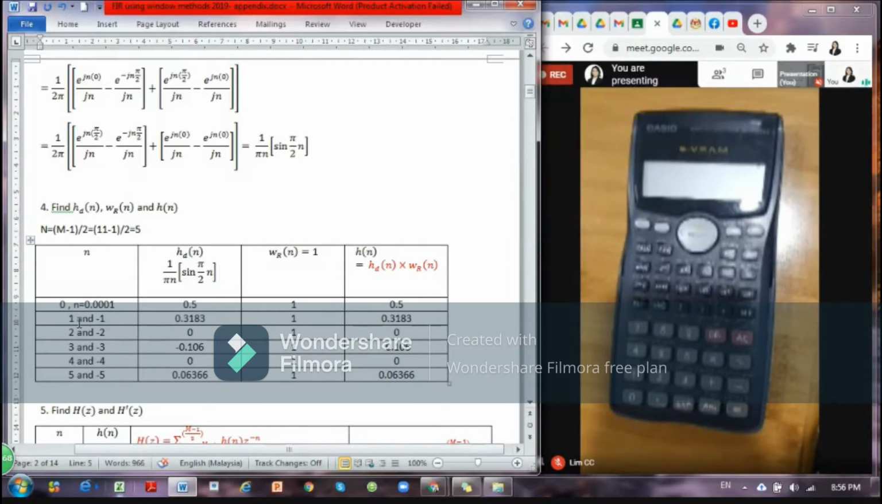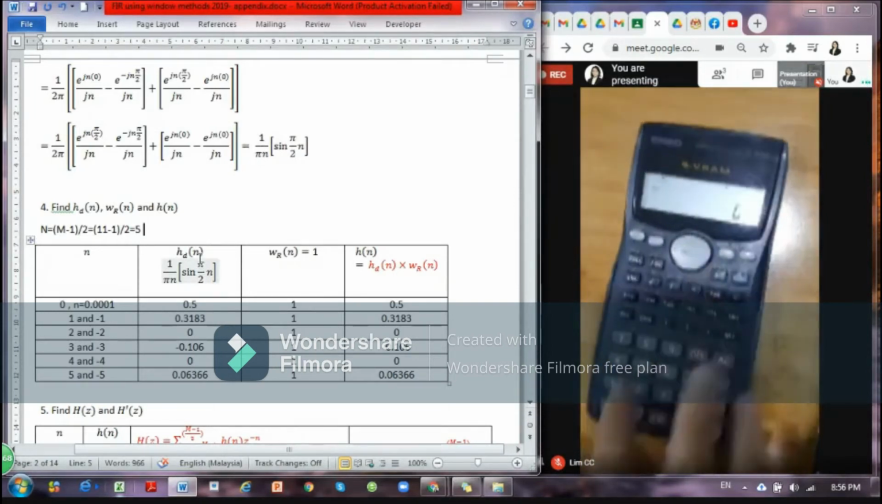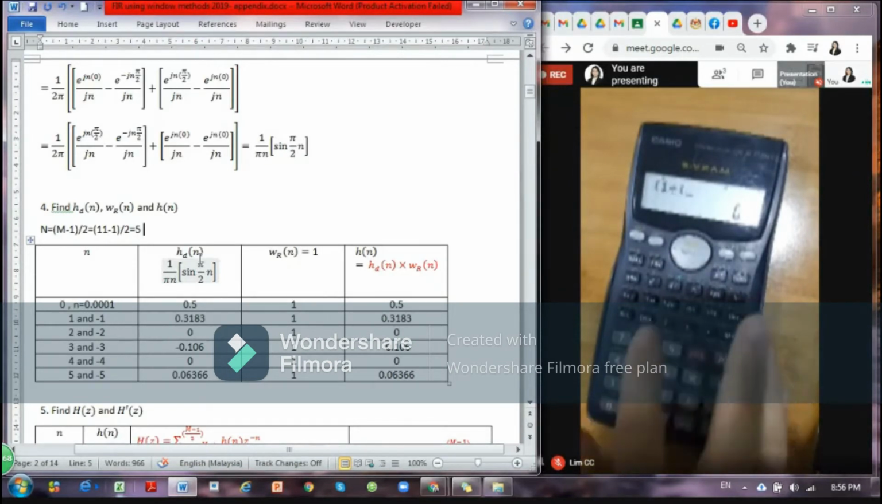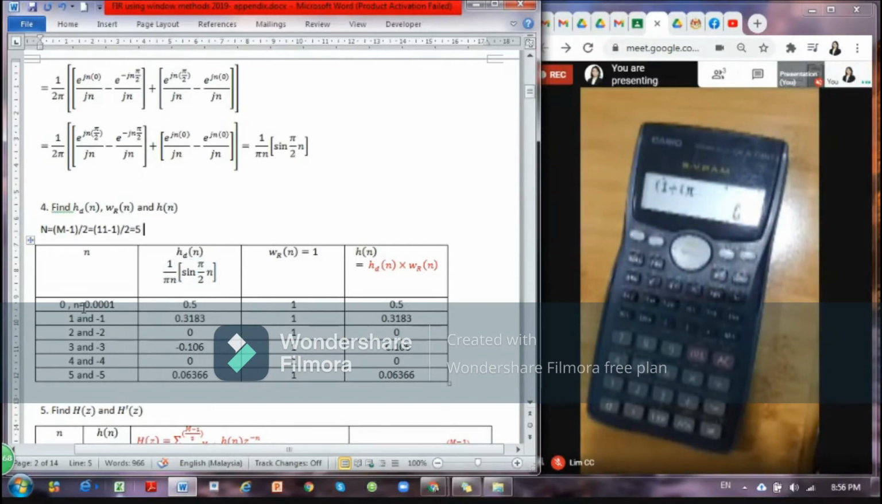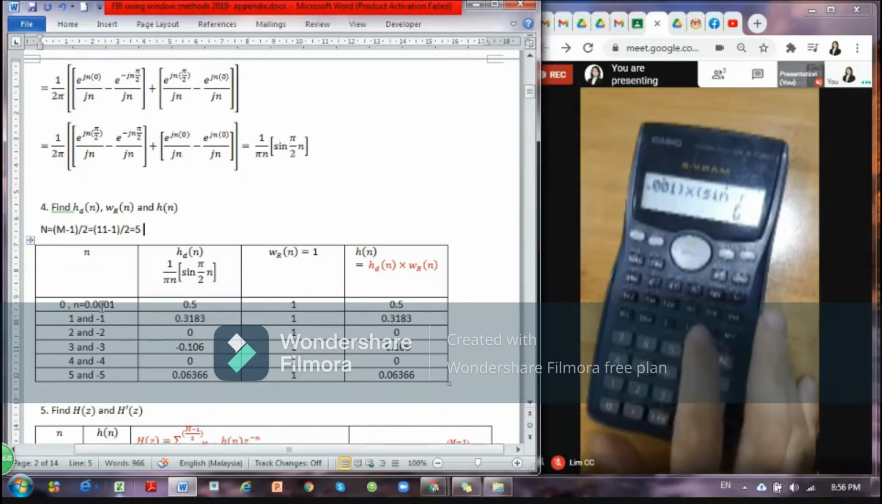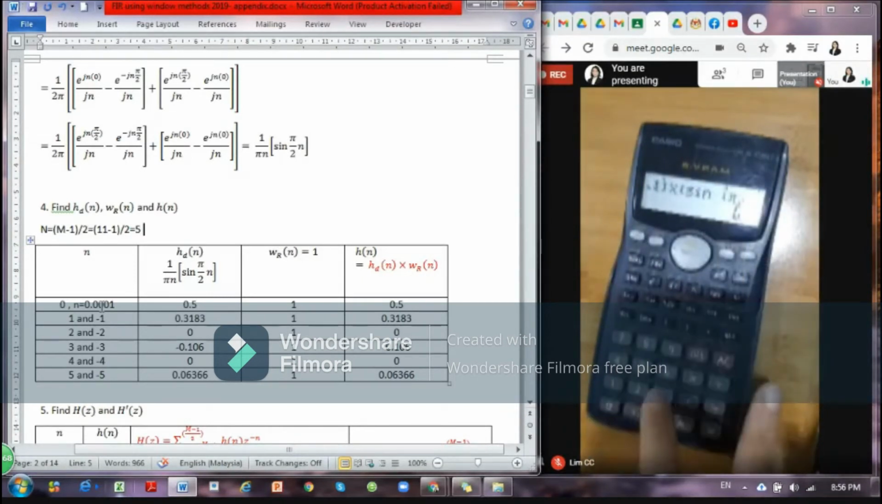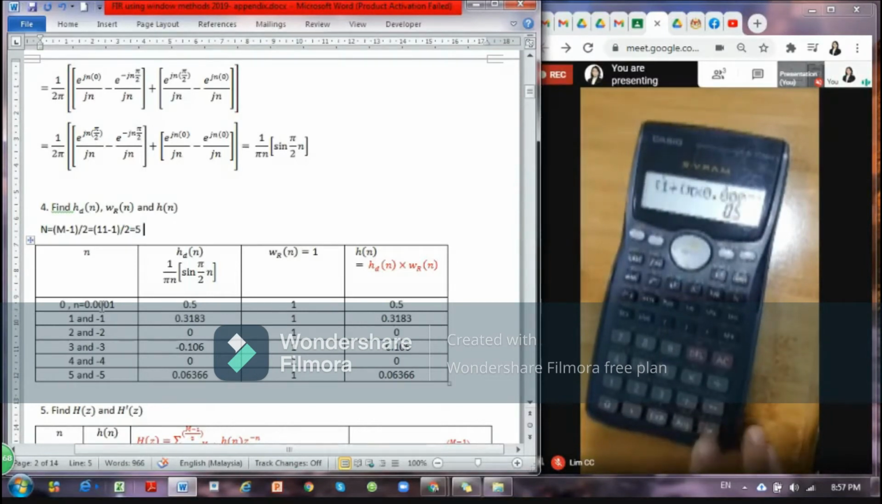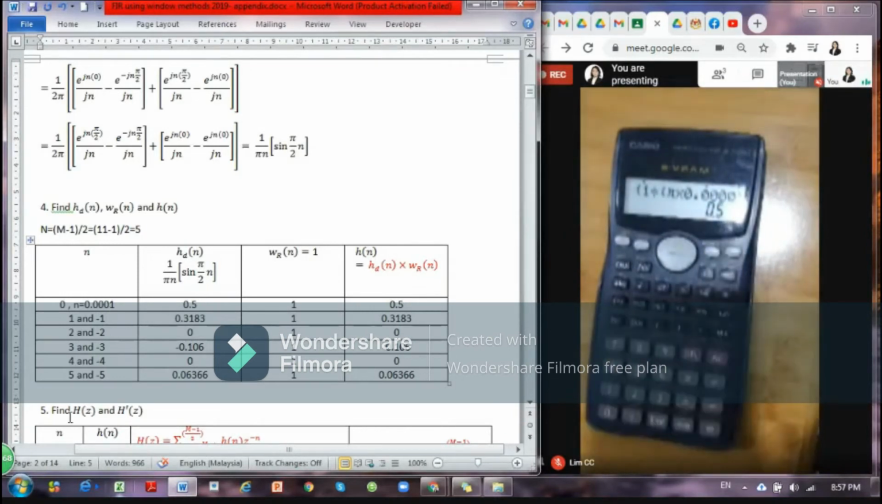Then we substitute this value into our equation HDN. So now we can calculate. We have bracket 1 divided by 3 pi. Now the value of n is 0, so we use the nearest value to 0, which is 0.00001, because it's a limit. We cannot put it as 0, it will become an error. So you multiply with sine bracket, pi divided by 2 multiplied with n, also 0.00001. You equal and you will get 0.5. So we put in 0.5.